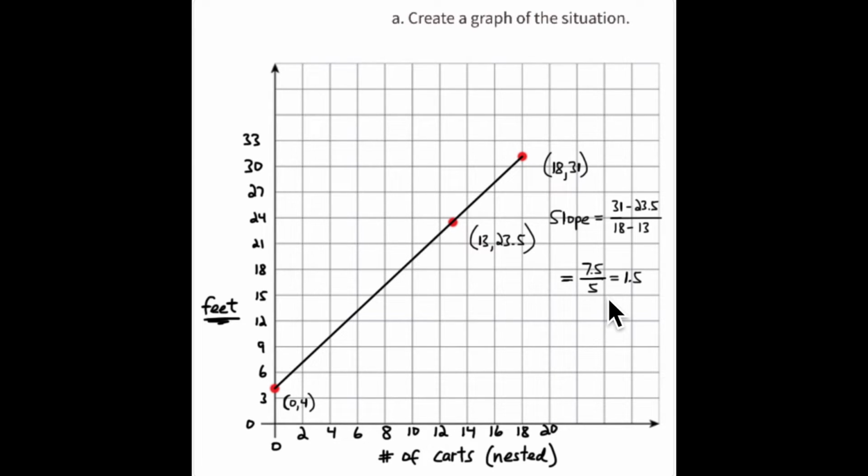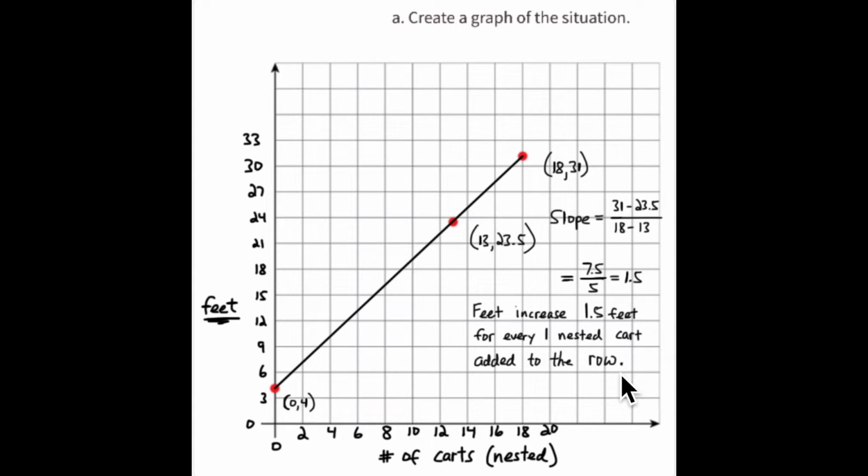And so how much is that for each nested cart? That's the slope. How much change is there for each unit or each nested cart? Well, there's a 1.5 foot increase for each nested cart. That is the slope of this graph. So feet increase 1.5 feet for every 1 nested cart added to the row. So add a nested cart to the row, increase 1.5 feet. Add another nested cart to the row, increase another 1.5 feet. Add 2 nested carts, increase 3 feet.